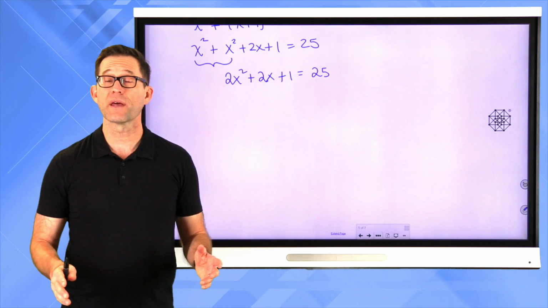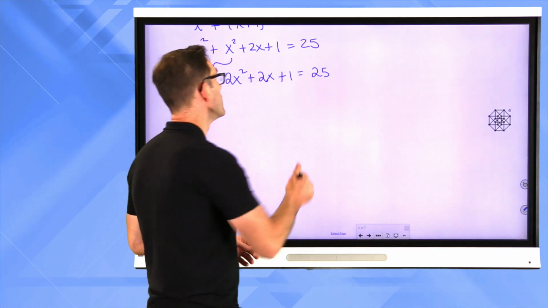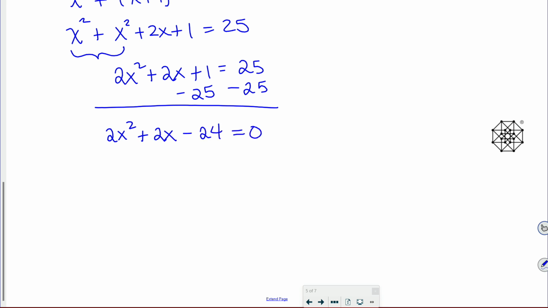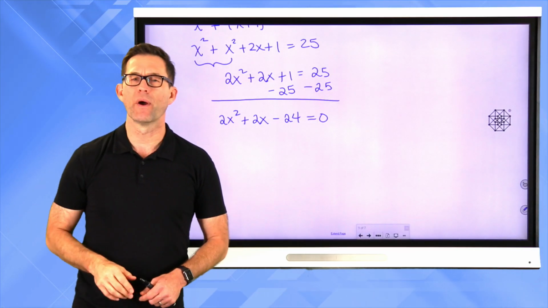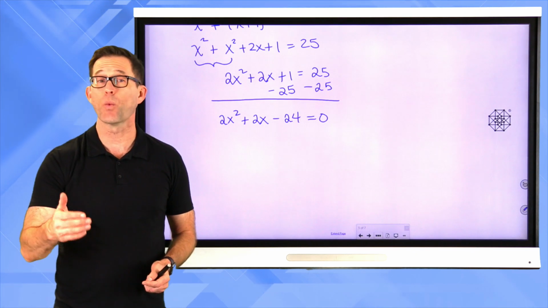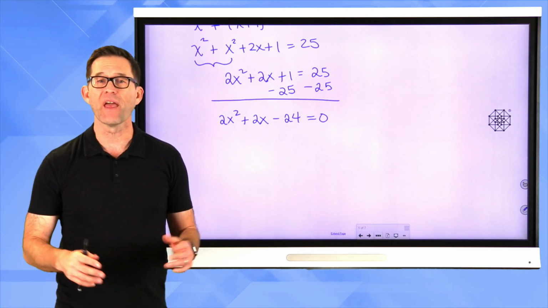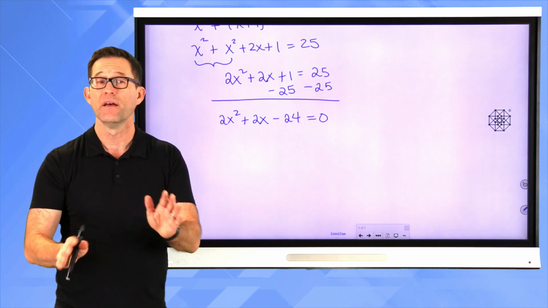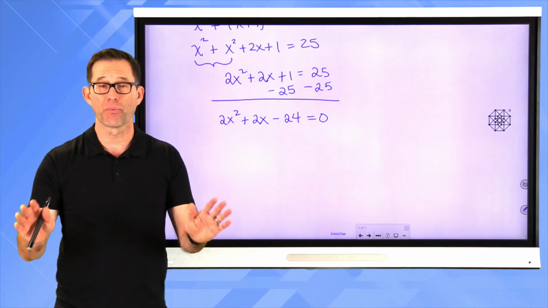All right, well, the first thing I'd like to do is get the equation equal to 0. So I'm going to subtract 25 from both sides, and I'm going to get 2x squared plus 2x minus 24 is equal to 0. Now we look at this equation and we think, well, that's a trinomial and its leading coefficient isn't 1, so maybe I go with the AC method of factoring. And you can totally do that. That will work and it's no problem.